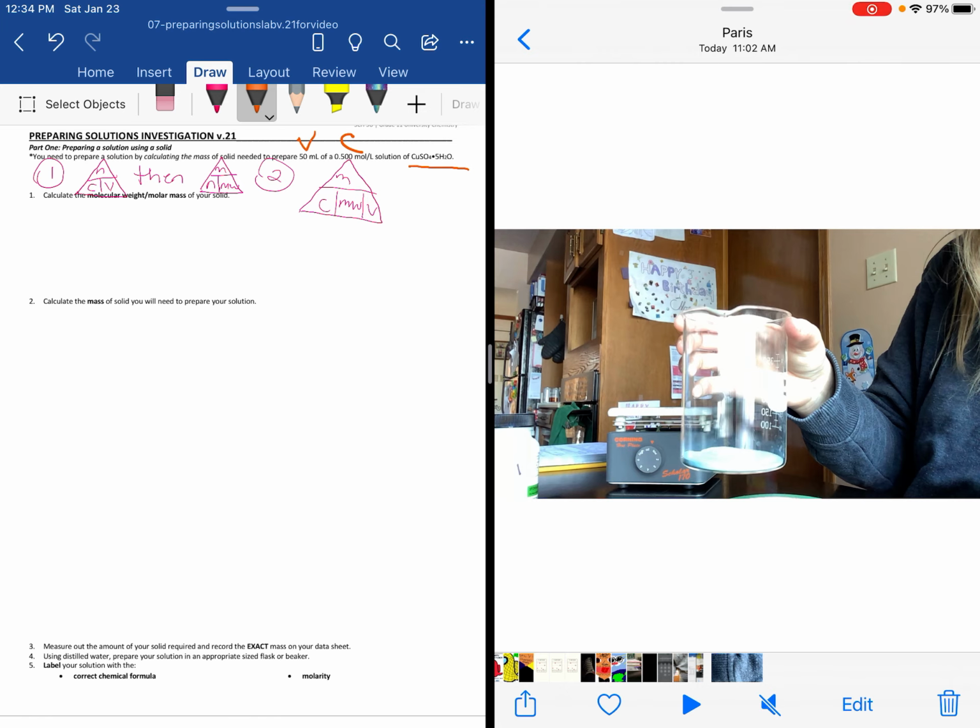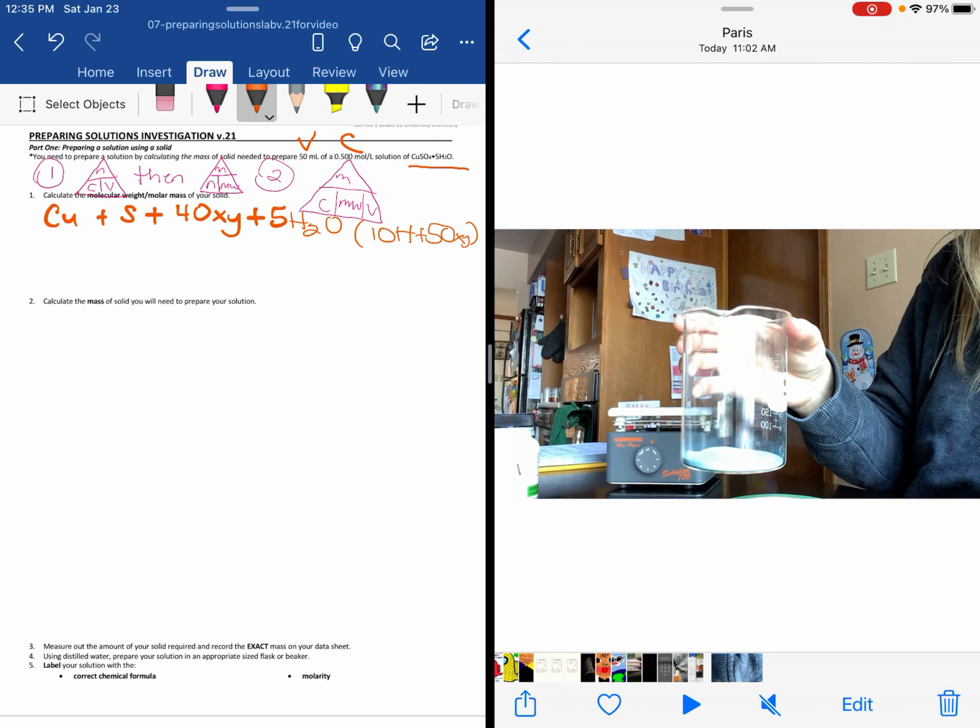So let's go through this in order. We're going to calculate the molecular weight or molar mass of the solid. So again, decide how much work you need to show. So we're going to do 1 copper, 1 sulfur, and 4 oxygens. And then we're also going to add in 5 waters. Or when you do hydrates, if you're the kind of person who likes to do 10 H plus 5 oxygen separately, you can certainly do that as well. Okay. I'm going to leave the units out in my calculation just so I don't run out of room here.